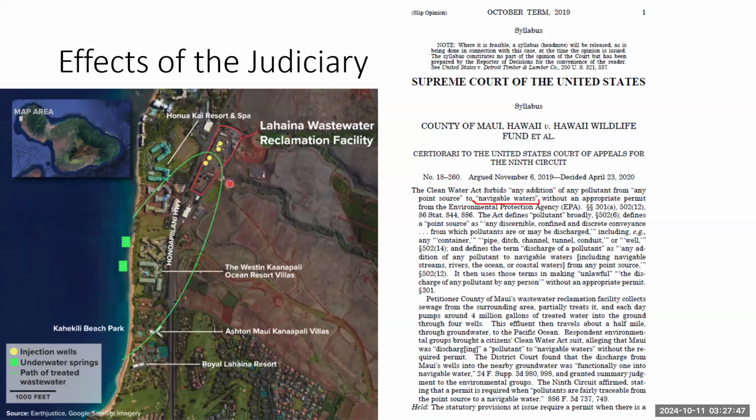And clearly groundwater is not a navigable water, right? You can't put your boat in an aquifer and go anywhere because it's underground. But it is moving water that does connect to navigable waters. There's absolutely no question that the ocean is considered navigable waters.